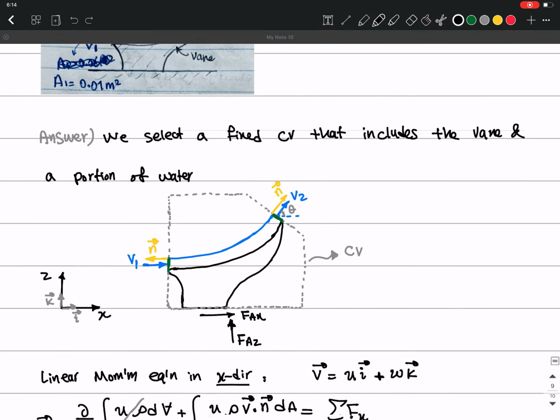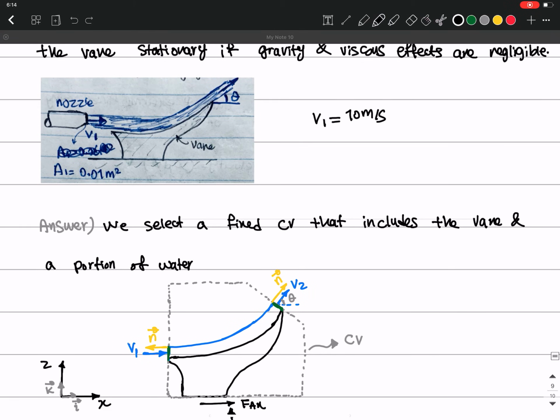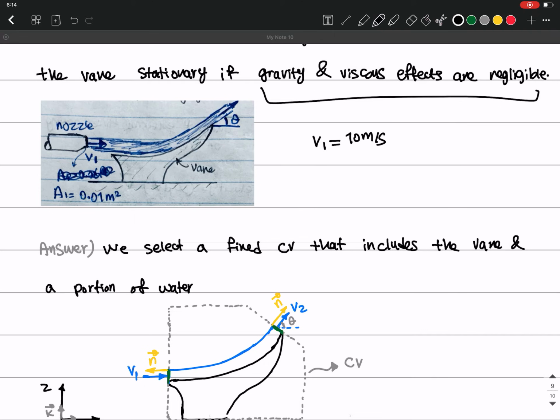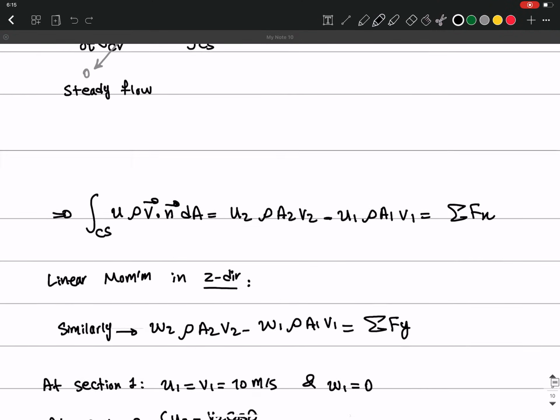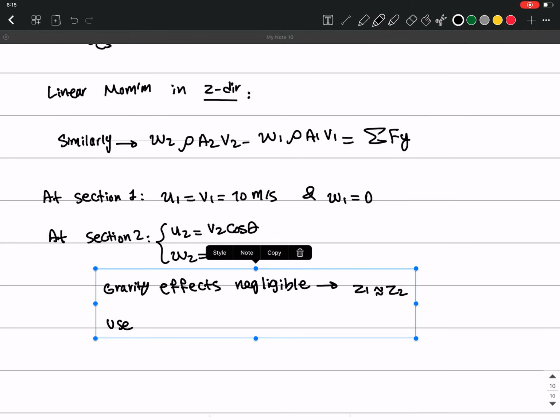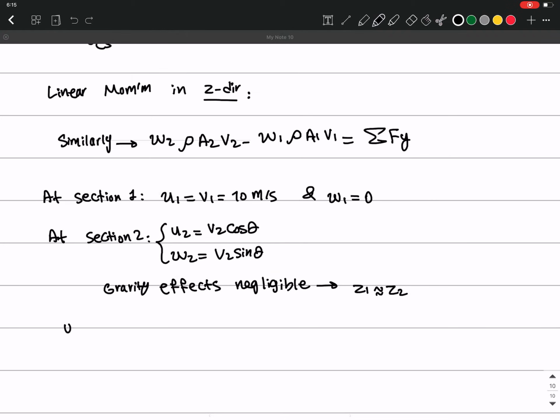And because gravity effects are also negligible, what does that mean to you? When the gravity effects are negligible, that means I can assume that Z1 is almost equal to Z2. Right? That is what the problem is telling us. Gravity effects negligible means Z1 is almost equal to Z2. And then we use Bernoulli.